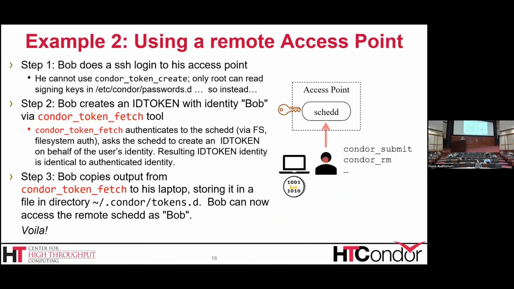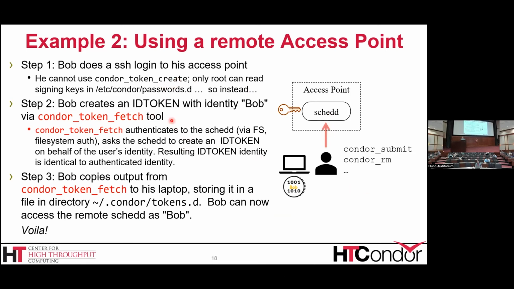So step 1, Bob SSHs into his access point. He can't run condor_token_create here, like we did in the previous example, because condor_token_create requires root access. It needs to be able to read that signing key, because condor_token_create can create a token with any identity.